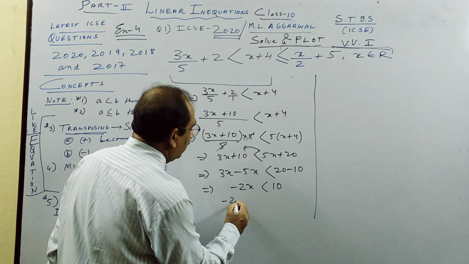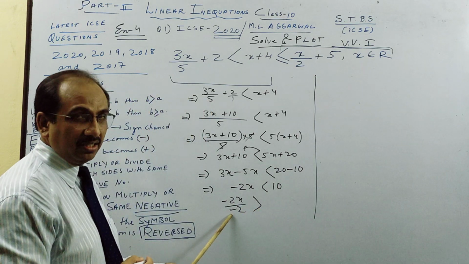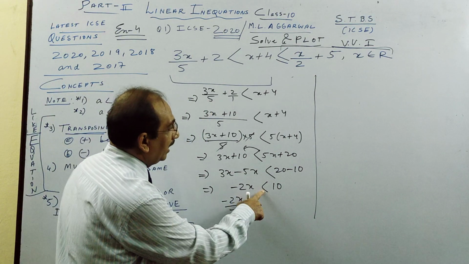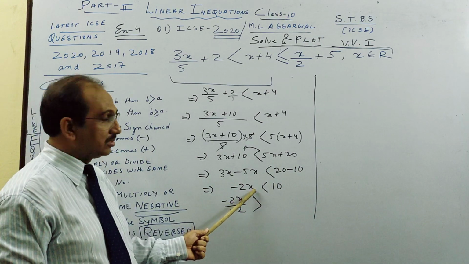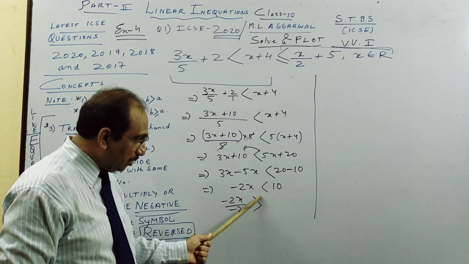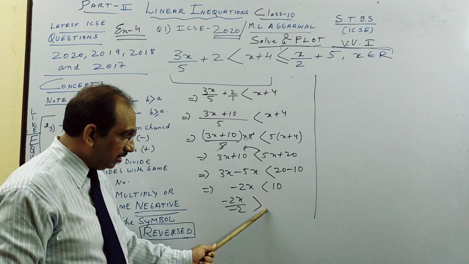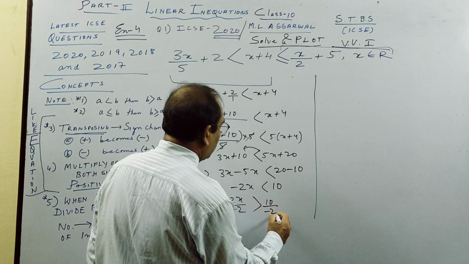So what we do, we divide by minus 2. As soon as we divide, children, the sign of the inequation is reversed. This is less than, if you go from here, mouth closed. Less than becomes more than. This side, the mouth is open. So this is what happens.